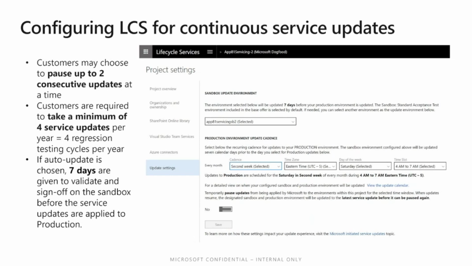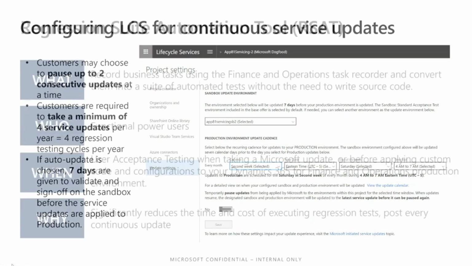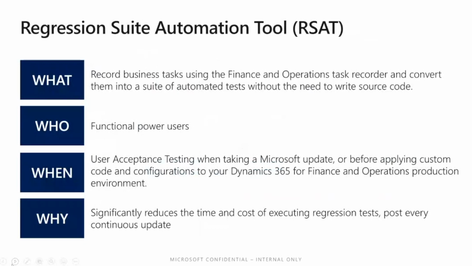So effectively, all of this means that you need to have a regression testing plan in place, which involves a regression testing strategy, having a regression testing tool, and skilled resources who are familiar with this regression testing tool. With that in mind, Microsoft has introduced a Regression Suite Automation Tool, or what we call RSAT.